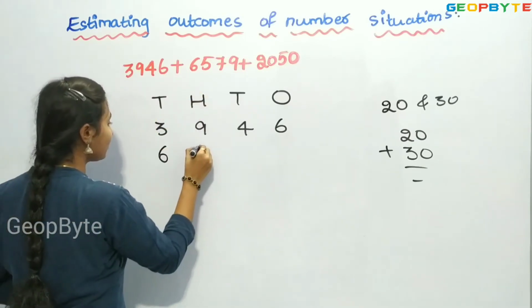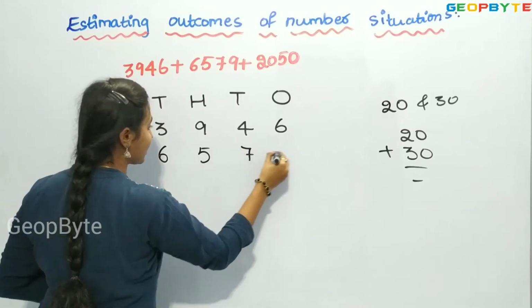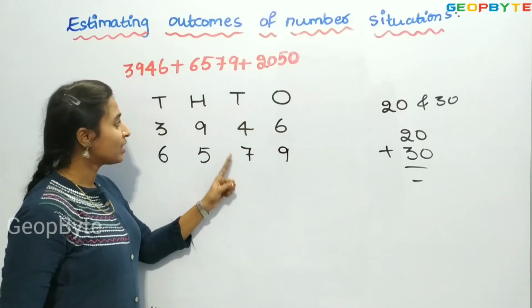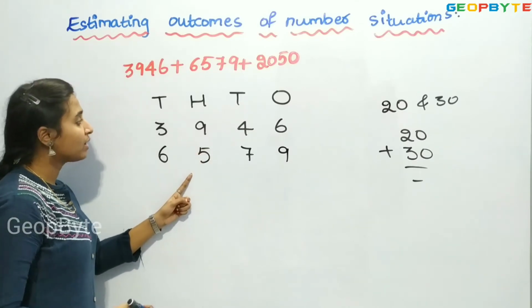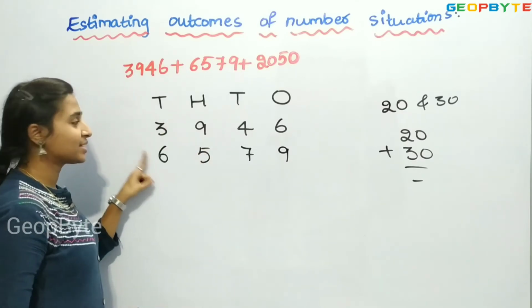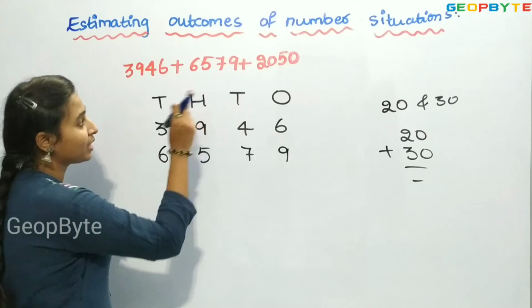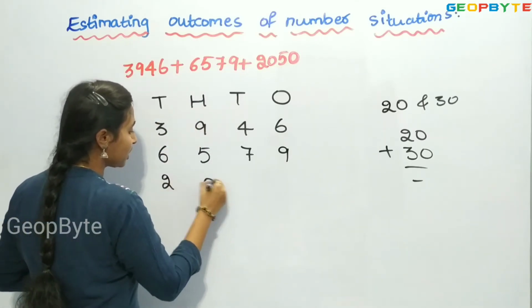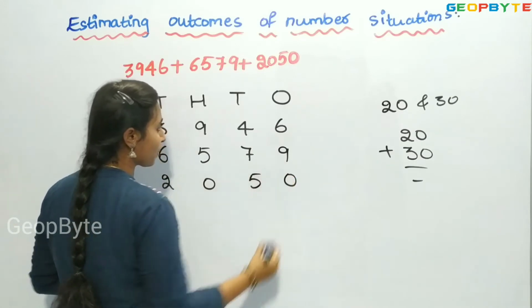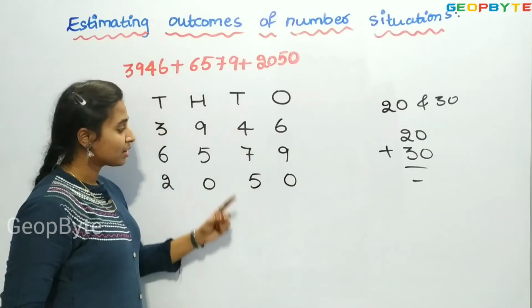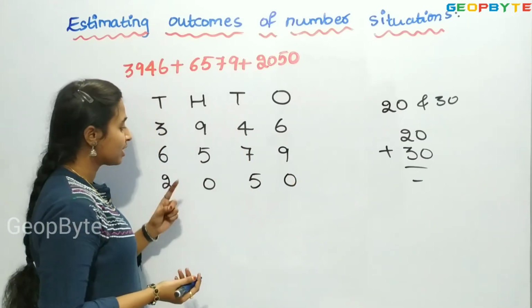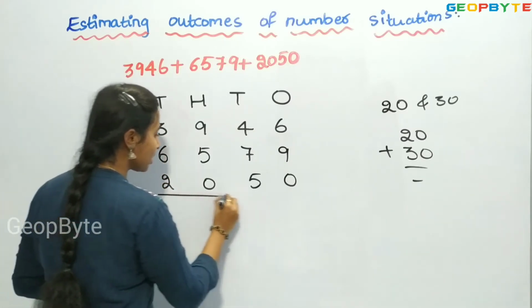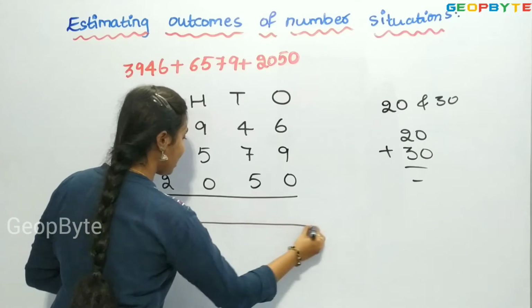Now 6,579: 9 is in ones place, 7 is in tens place, 5 is in hundreds place, 6 is in thousands place. And the last one we have is 2,050: 0 is in ones place, 5 is in tens place, 0 is in hundreds place, and 2 is in thousands place. Now, how will we add?